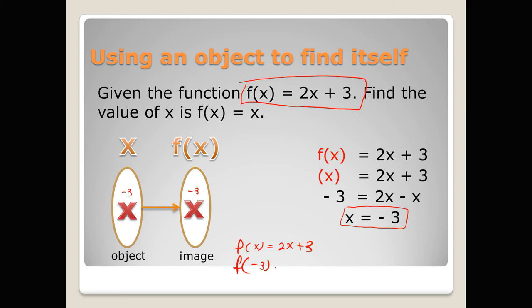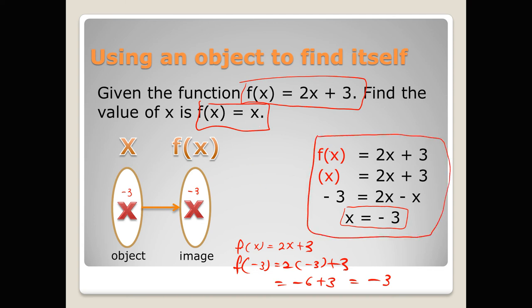So let's try. f(negative 3) equals 2 times negative 3 plus 3. This simplifies to negative 6 plus 3, and indeed, yes, we have negative 3 on the other end. Therefore, we have solved this problem where f(x) equals x. This is a question where it won't pop out like this. Usually, the question would ask, find x where x maps onto itself. So this is the understanding behind what we want to do. All right, next slide.